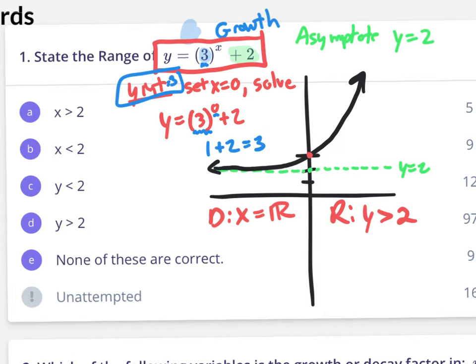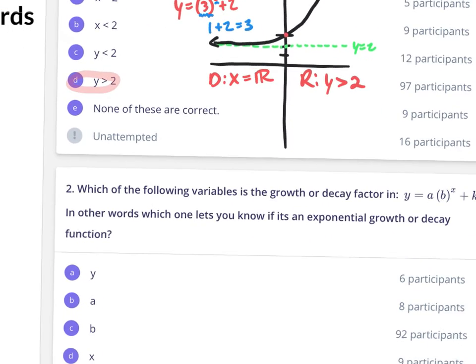Now, on this particular question, it said state the range. That's just this guy, y is greater than 2. That would be this answer right here: y is greater than 2. I'm sorry, I explained way too much for this one simple question. But if you understand everything, you'll be able to answer everything, right? So look how easy the other questions are going to be, since we already reviewed everything there is to know about exponential growth or decay functions.